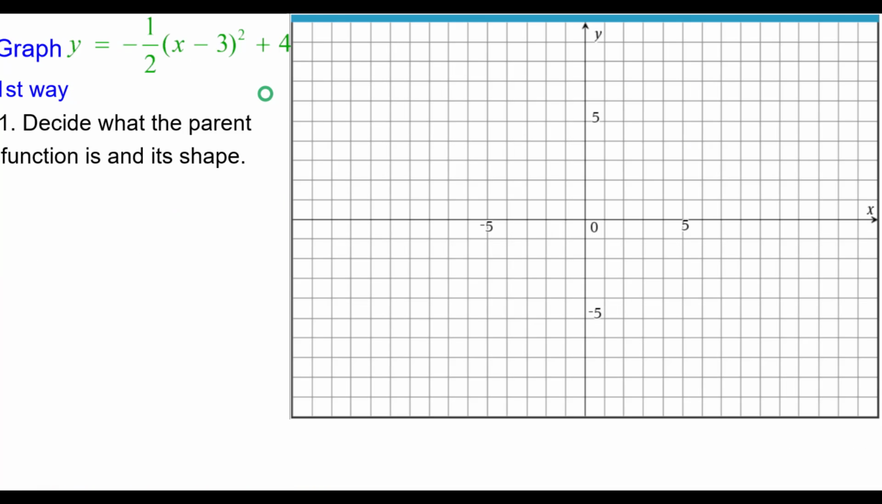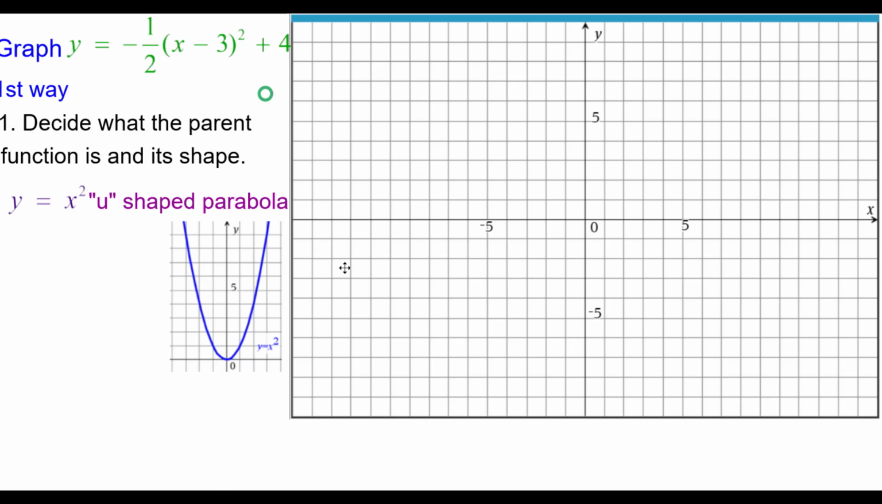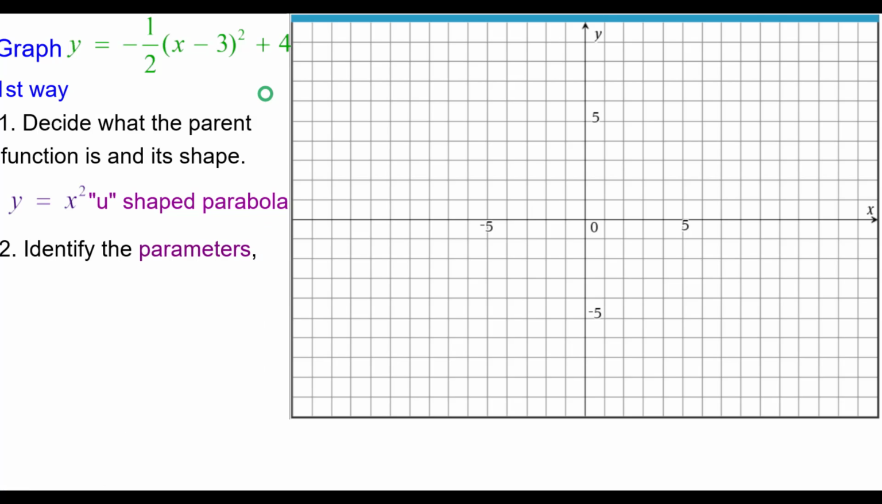The first way, we first need to decide what the parent function is and its shape. So the parent function is y equals x squared, and it's a U-shaped parabola. This is our parent function. I'd like you to picture that in your mind while we're doing this.